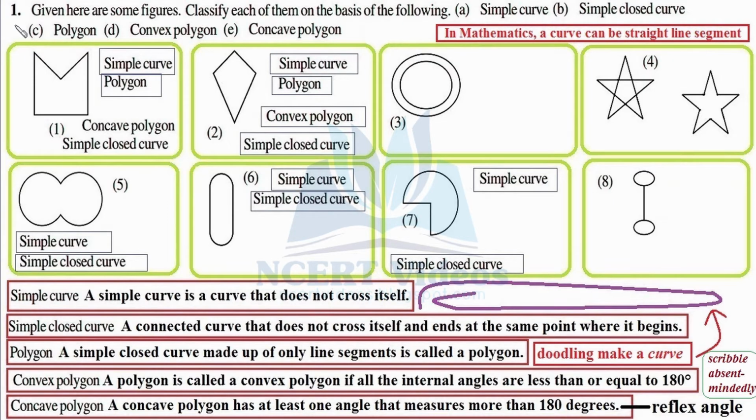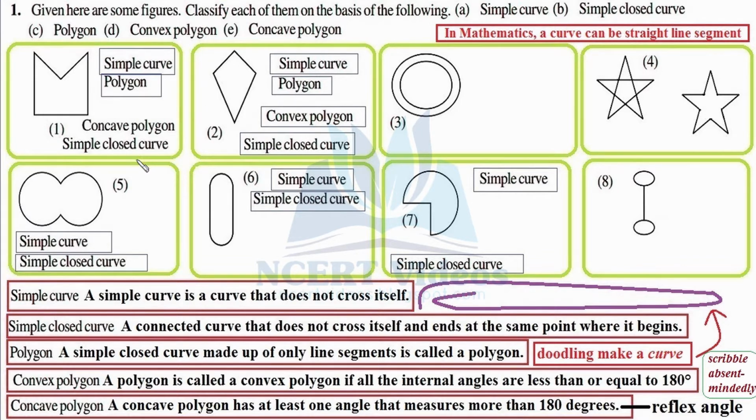Mathematics Class 8th, Chapter 3rd, Understanding Quadrilaterals, Exercise 3.1, Question number 1st. Given here are some figures. So these are 8 figures. Classify each of them on the basis of simple curve, simple closed curve, polygon, convex polygon, concave polygon.